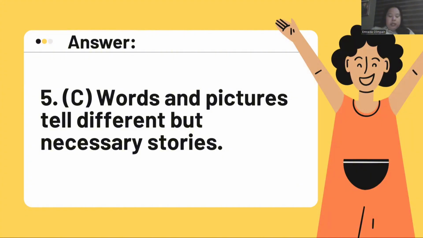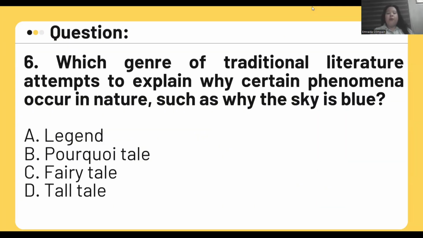Number 6. Which genre of traditional literature attempts to explain why a certain phenomenon occurs in nature, such as why is the sky so blue? A. Legend. B. Folklore tale. C. Fairy tales. D. Tall tales.